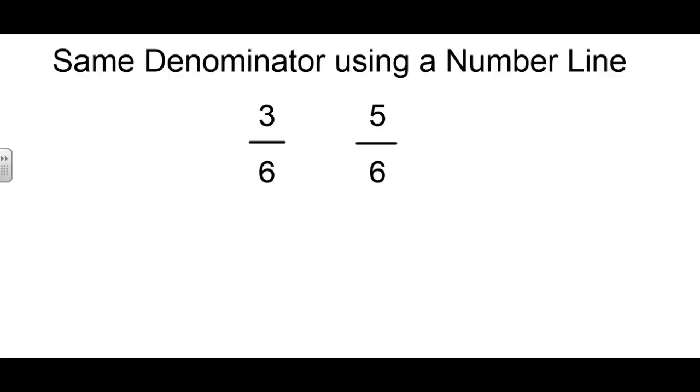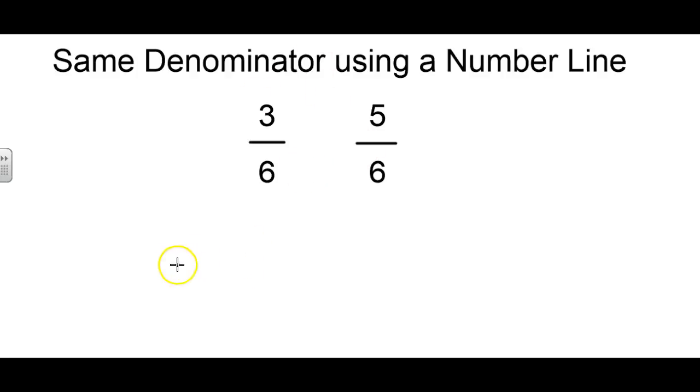Okay, so we're going to also be doing same denominator using a number line. So since we've got 3/6 and 5/6, we don't need to draw two different number lines for this, because if we draw one number line, then you will see 3/6 on that number line and 5/6 on that number line.